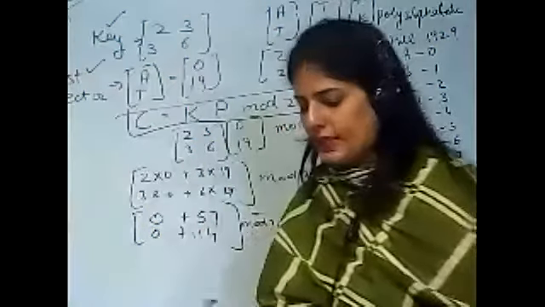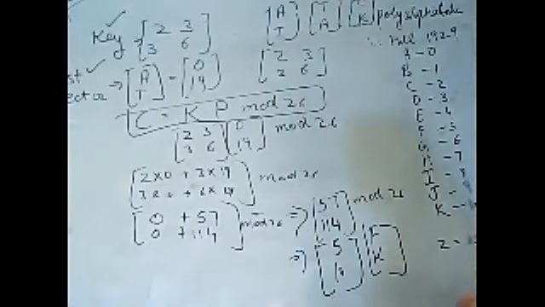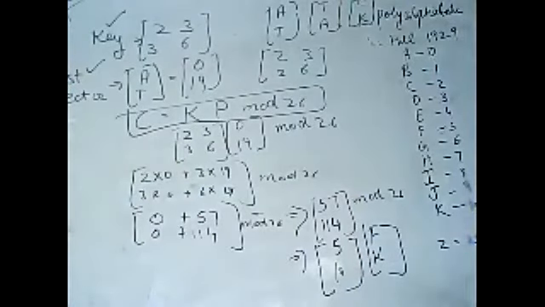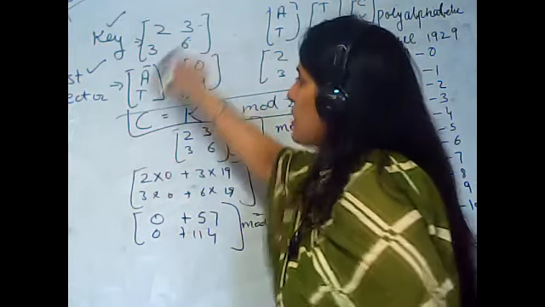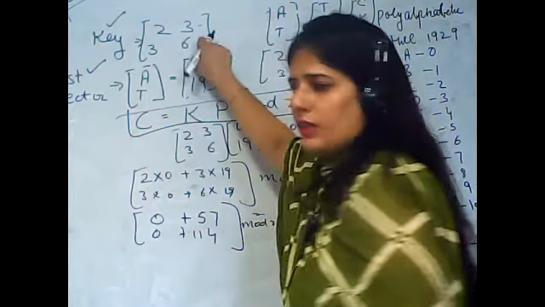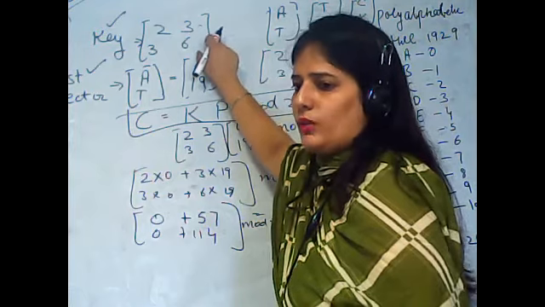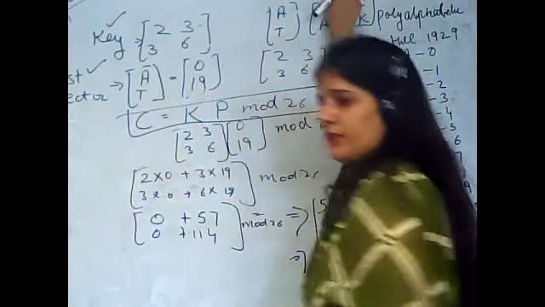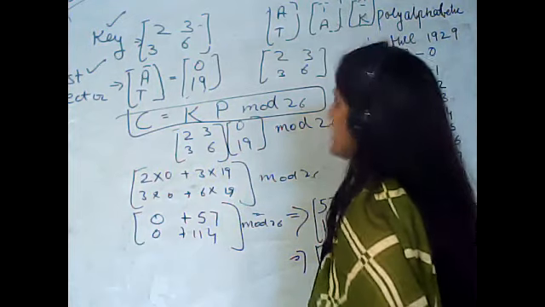The second thing you need to do here is choose a key. While choosing a key, you should remember one thing: either you should take a 2 by 2 matrix or a 3 by 3 matrix. In my case, the key is a 2 by 2 matrix, so I will be converting the plain text into vectors of length 2, that is pairs of letters. Whatever plain text is given to me, I have converted into pairs here: A, T, T, A, C, K.